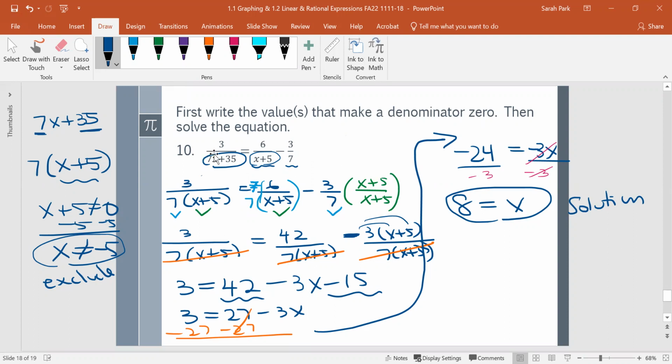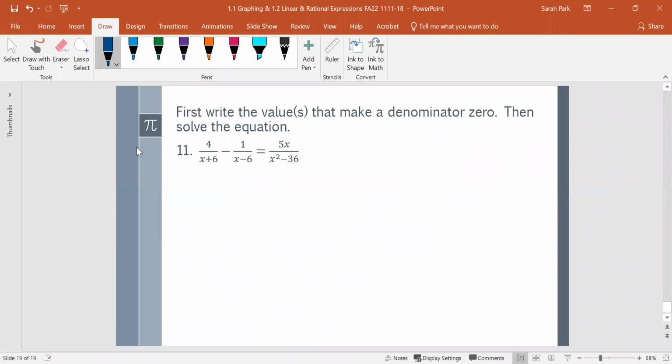I think we have one more. Number 11: 4 over x plus 6 minus 1 over x minus 6 equals 5x over x squared minus 36. Okay, again, try to factor all the denominators. x plus 6 is all right, x minus 6. And then we can factor x squared minus 36 on the side. This is a difference of perfect squares.